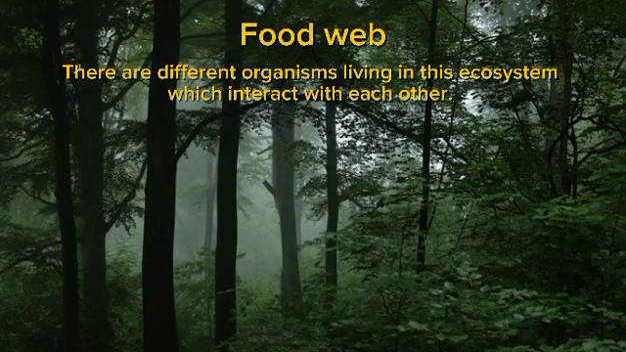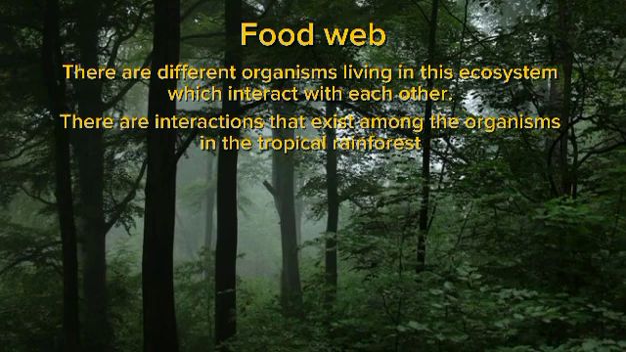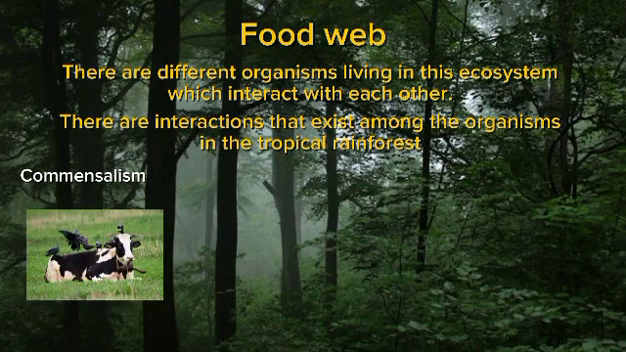There are different organisms living in this ecosystem, which interact with each other. There are interactions that exist among the organisms in the tropical rainforest. Commensalism. It is an interaction where organisms live together without harming one another. For example, a bird is attached to a cow without harming it.